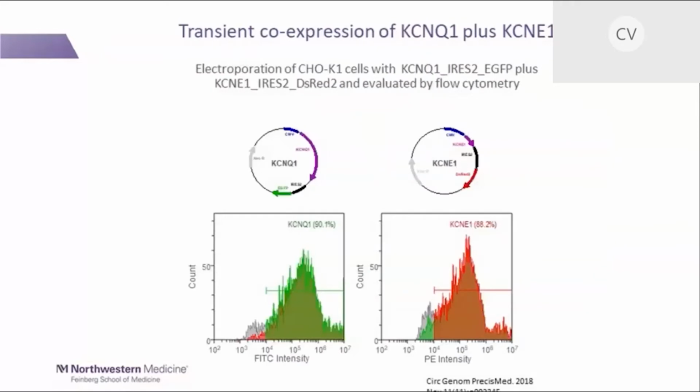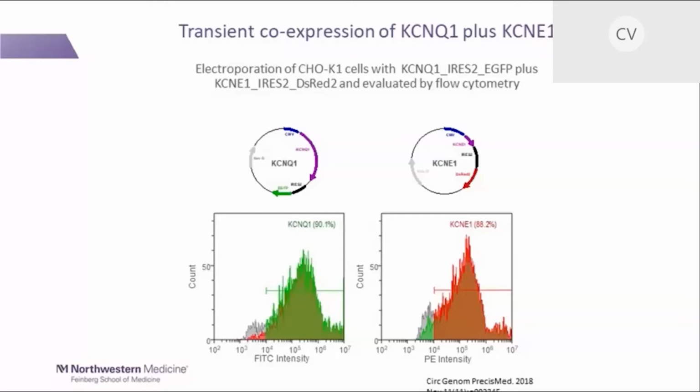This slide shows the transient co-expression of the voltage-gated potassium channel KCNQ1 plus its accessory subunit KCNE1 following co-electroporation of the CHO-K1 cells with KCNQ1 IRES EGFP vector, shown on the right, plus KCNE1 IRES DsRed vector, shown on the left. This allows us to measure fluorescence of green protein as a proxy for KCNQ1 expression and of red protein as a proxy for KCNE1 expression. Therefore, we can follow the expression of both proteins independently in the cells that we have transfected.